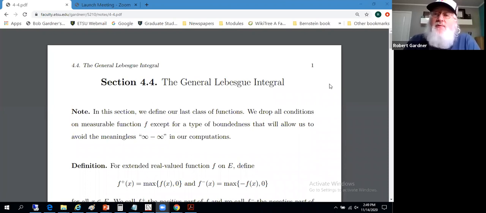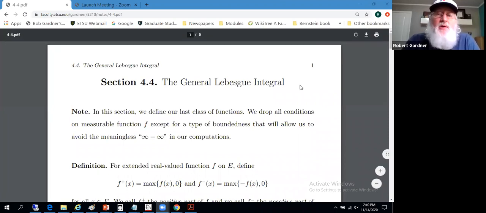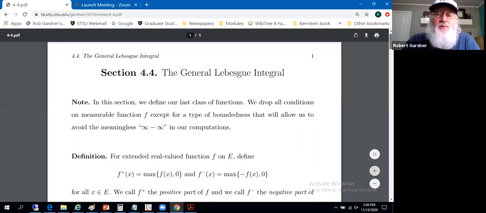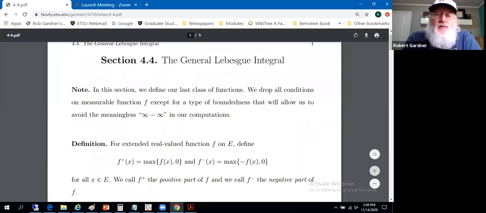And now for our final class of functions, which will Lebesgue integrate. Section 4.4 is called the general Lebesgue integral. So the class of functions we're considering, class 3 functions, my terminology, are those functions which may not be non-negative, may not be bounded in the sense of the class 1 functions we considered, but we're still imposing a certain type of boundedness on these.